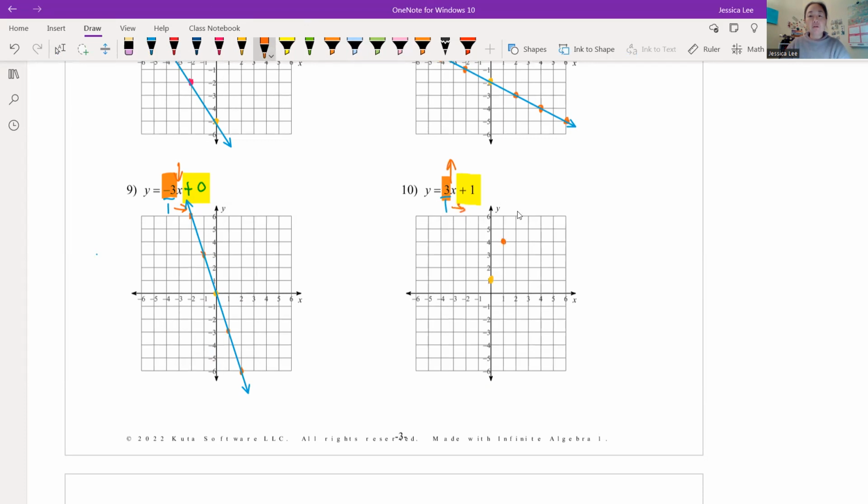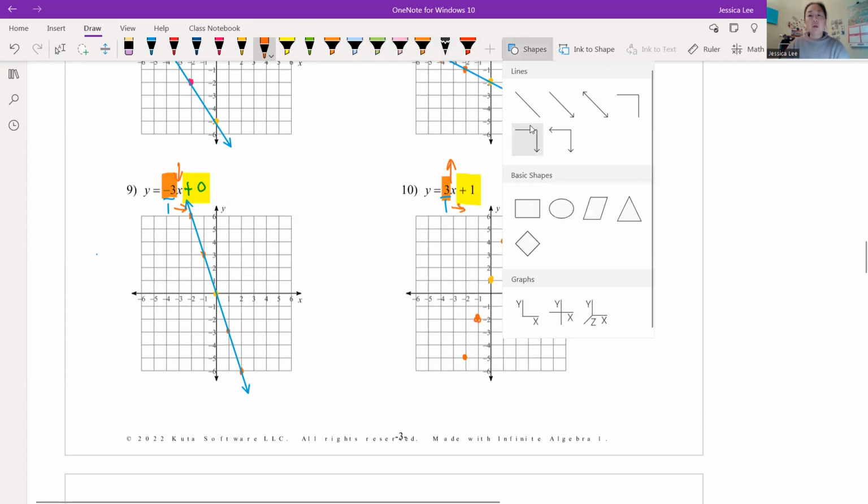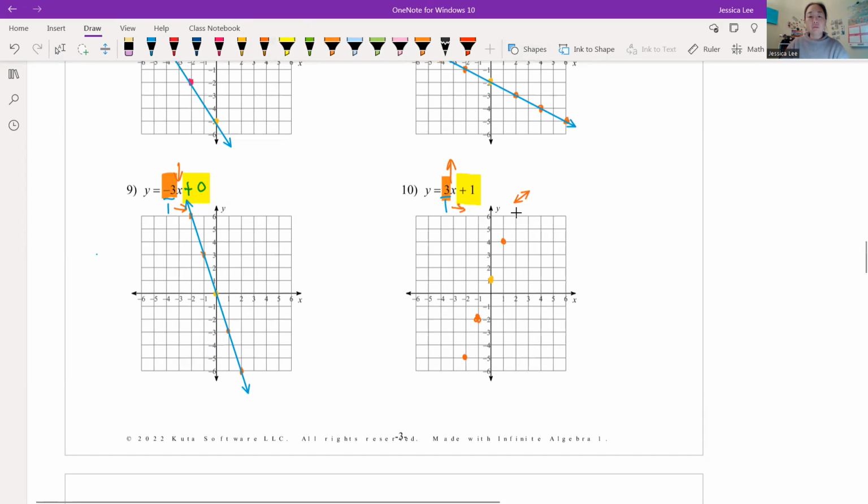Notice it makes a positive slope. We're going to go down 3 and then 1 to the left. A lot of people forget this one. You count that as well. So it's 1, 2, 3, and then 1 to the left. And there we go. That was the last one for slope-intercept form.